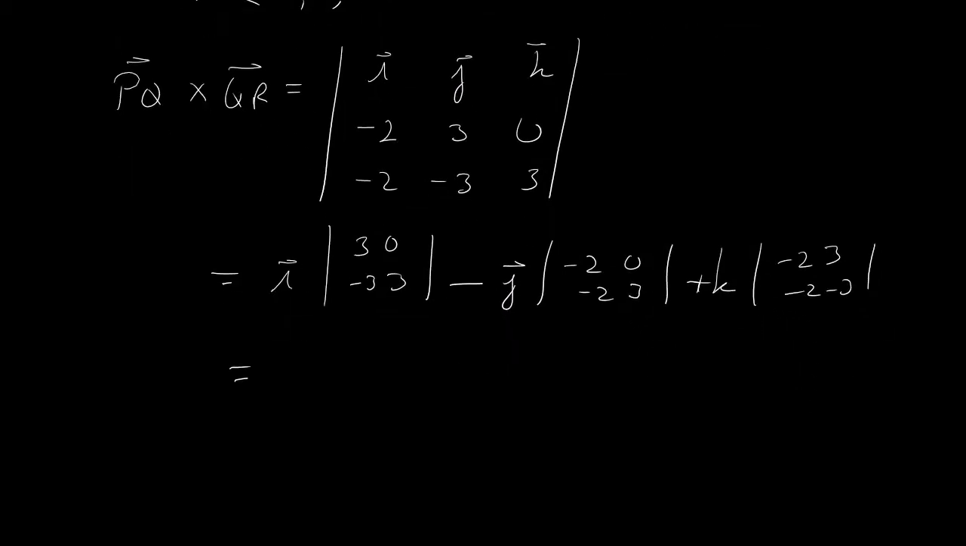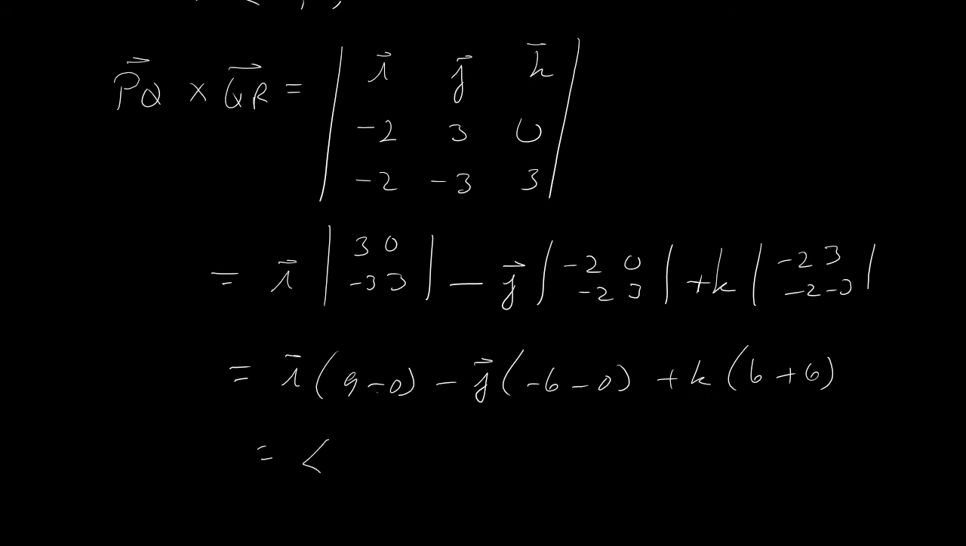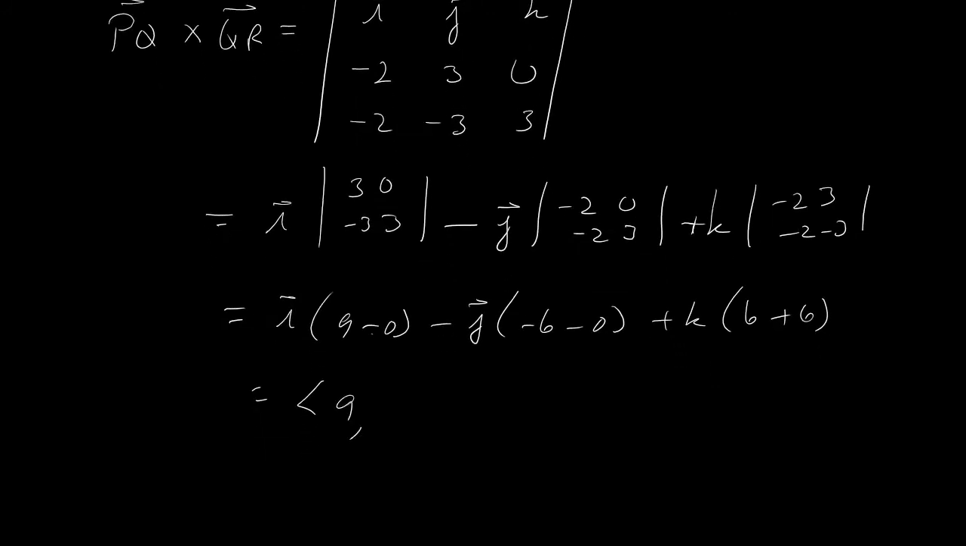So that is going to be i times 9 minus 0, minus j times negative 6 minus 0, plus k times positive 6 minus negative 6. So that's going to be, in component form, 9, negative negative 6, so positive 6, and 12. Okay, so there is a vector normal to the plane. It is not unique. There are gobs and gobs of vectors normal to the plane. I just need one of them. This cross product gives me one of those. Okay, so now I have got my normal vector, so I'm going to put a circle around it so I don't lose it.